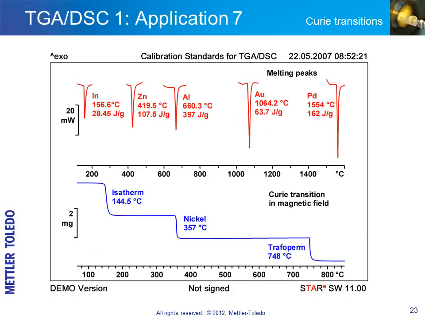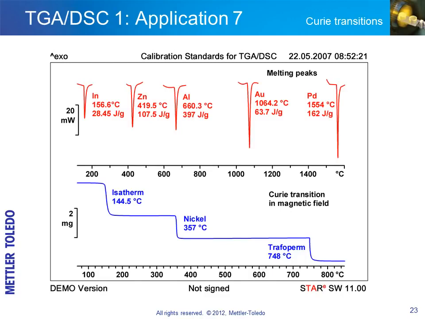The upper and lower diagrams illustrate the two main methods used to calibrate and adjust the TGA/DSC 1. The upper diagram illustrates temperature and heat flow adjustment. This is normally performed using certified pure metals such as indium, zinc, and aluminum. Gold and palladium can be used to calibrate and adjust the temperature and heat flow up to the maximum temperatures specified for the TGA/DSC 1 furnaces, 1100 degrees Celsius and 1600 degrees Celsius.